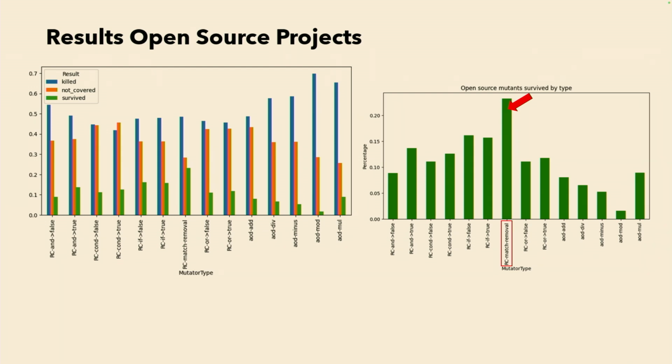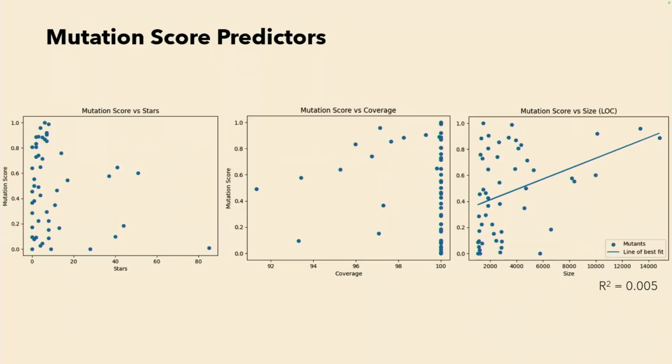So then I wanted to see if there was any way you could predict an open source project's mutation score. The first thing I looked at was the number of stars it had on GitHub. My thinking was maybe more popular projects have more robust testing, and that was not the case. There was no correlation there. And then, because open source projects have variable coverage, maybe coverage could predict mutation score, and that was also not the case. There was no correlation there.